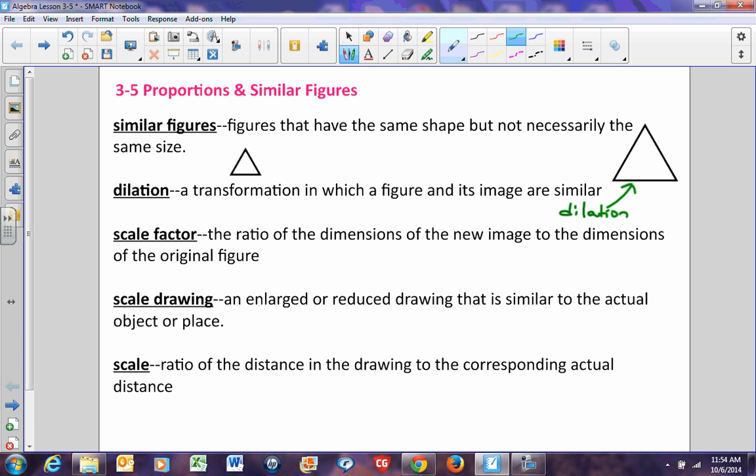It's smaller than the actual real car because if you were building a real car to actual dimensions, it would be a car when you were done. When you build a model, sometimes the scale is 1/64th, which means 1 inch on the model is 64 inches in real life. The scale is the ratio of the distance in the drawing to the corresponding actual distance. Like I said, 1 to 64 would be like saying 1 inch is actually equal to 64 real inches.